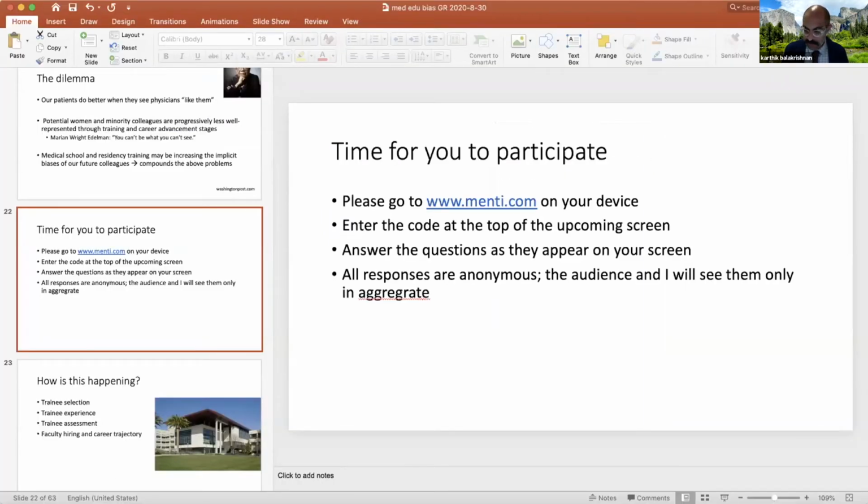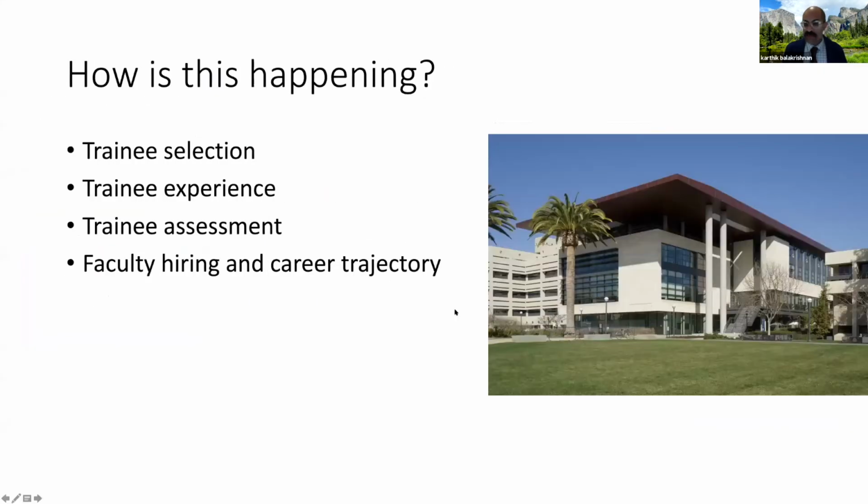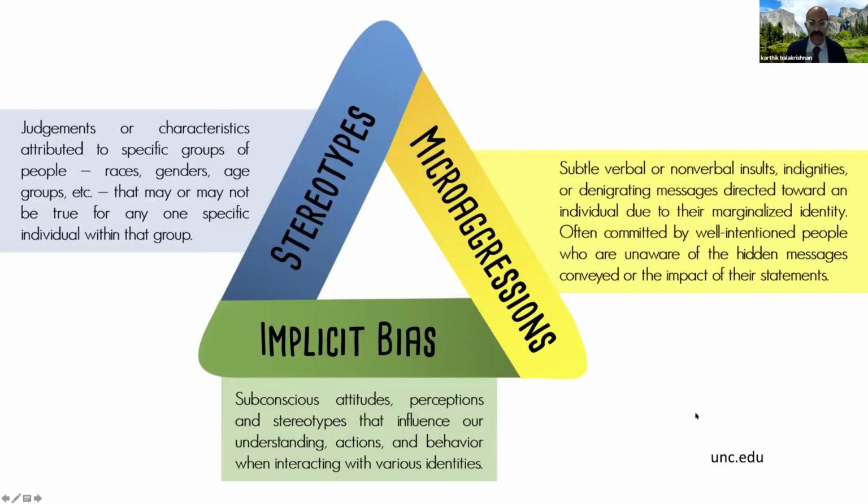All right, so how is this all happening? We're going to try to break it down a little bit here, and we're going to talk about trainee selection, trainee experience, trainee assessment, and faculty hiring and career trajectory. And again, I beg forgiveness from our PhD and basic science colleagues that it's largely focused on the clinical side, but I think a lot of these concepts still apply. So thanks for sticking with us.